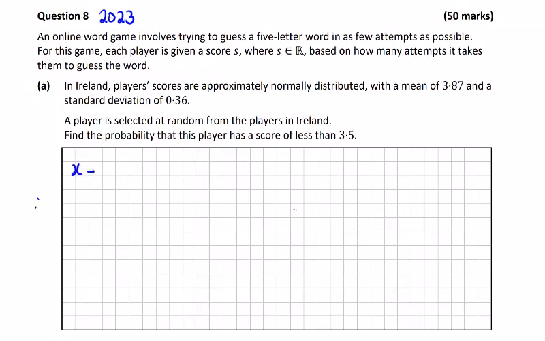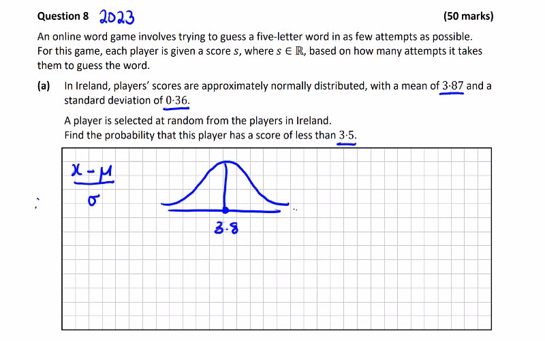This is the 2023 statistics question. We're going to need to find a z-score based on a mean of 3.87, standard deviation of 0.36, and we're testing 3.5. Let's do a sketch. So we have our mean of 3.87. So we're testing below the mean here, 3.5.